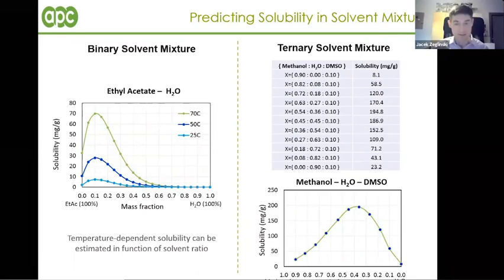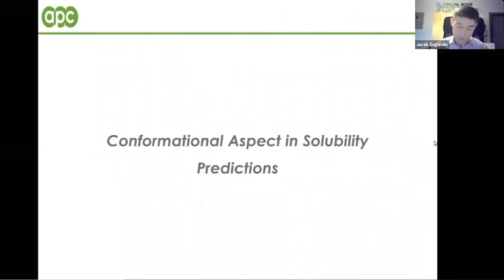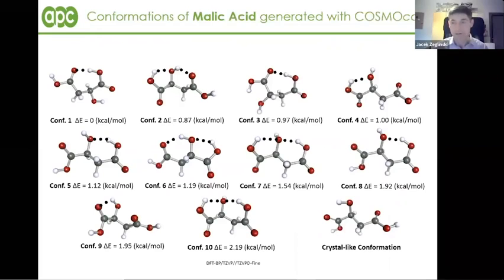So there is a lot of scope and flexibility in this regarding the solvent mixtures. I would like to move to another aspect, which is the conformational aspect in solubility predictions. And I think this might be a little bit more fundamental, and I think it's quite important and interesting on the other hand.